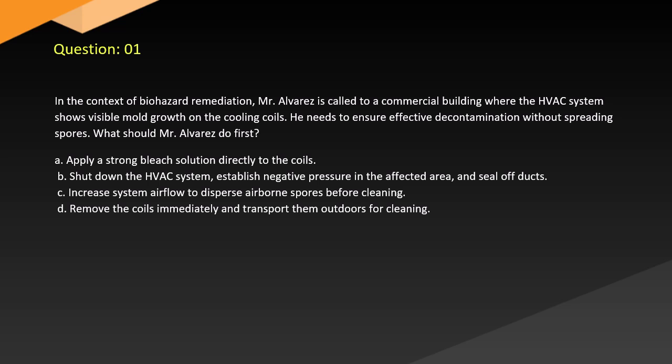A. Apply a strong bleach solution directly to the coils. B. Shut down the HVAC system, establish negative pressure in the affected area, and seal off ducts. C. Increase system airflow to disperse airborne spores before cleaning. D. Remove the coils immediately and transport them outdoors for cleaning.